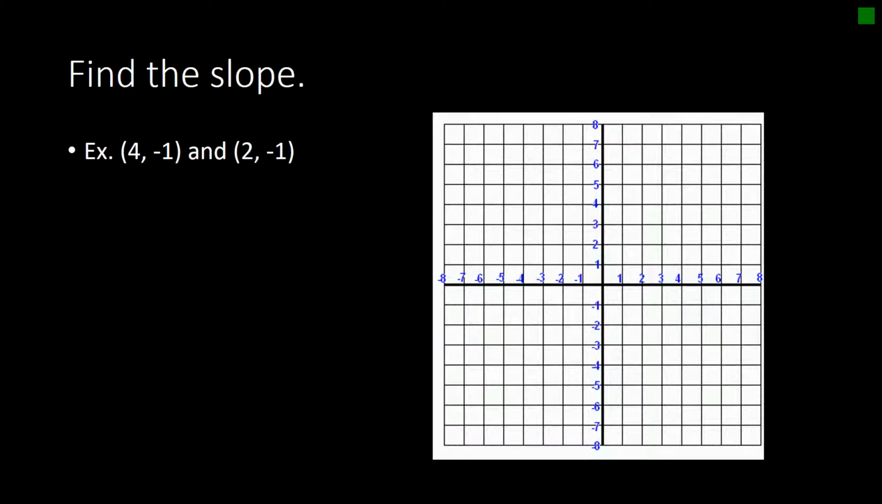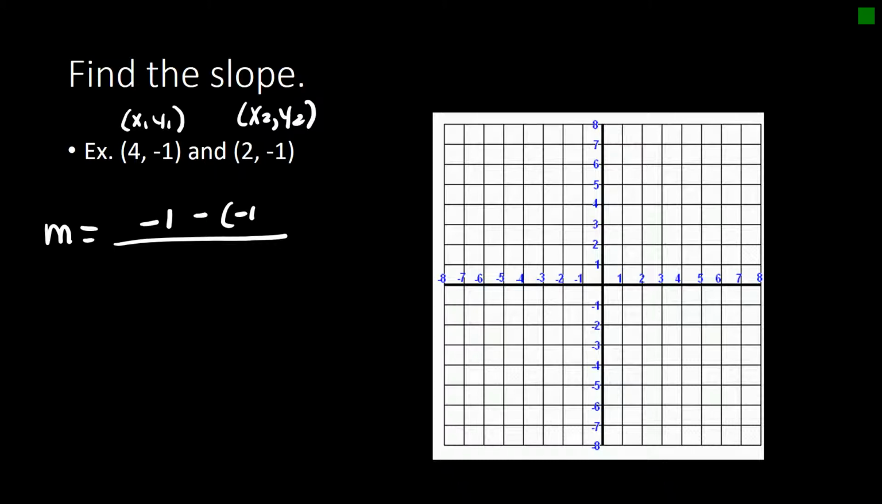Let's find the slope of 4, negative 1. Call that x1, y1. And 2, negative 1. Call this x2, y2. So slope is y2, which is negative 1, minus a negative 1, over x2, which is 2, minus x1, which is 4. So the double negatives make positive 1, and negative 1 plus 1 is 0, over negative 2, which we know is 0. So here we have 0 slope.